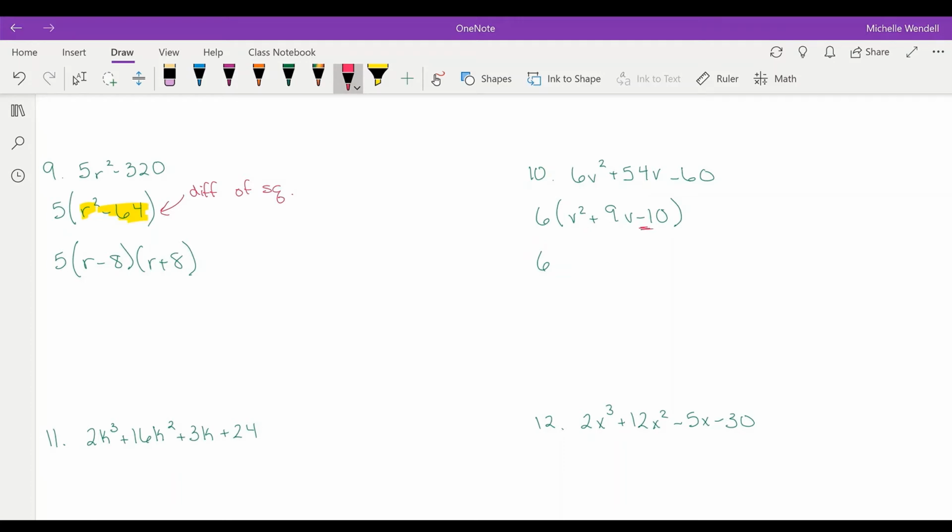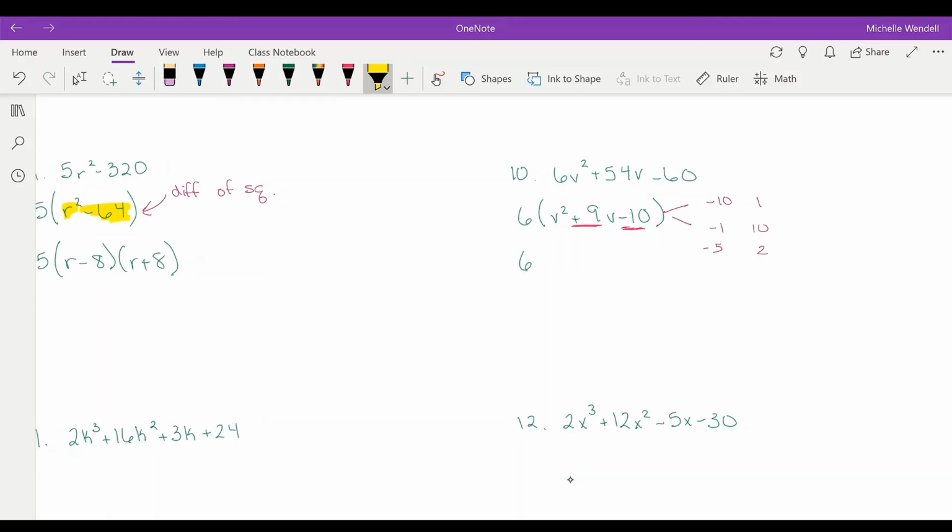So this negative 10, I need to write down my factors. That's going to give me negative 10 and positive 1, negative 1 and positive 10. You can also have negative 5 and positive 2. But I know that my b value adds up to a positive 9. And so when I look at these factors over here, the ones that add to a positive 9 are the negative 1 and positive 10. So that means this inside factors to v minus 1 times v plus 10. And you can always double check your work by going back through and multiplying.